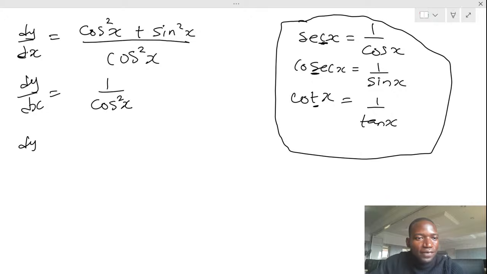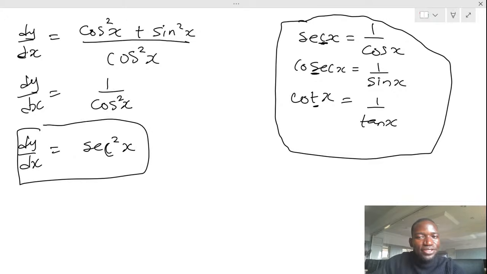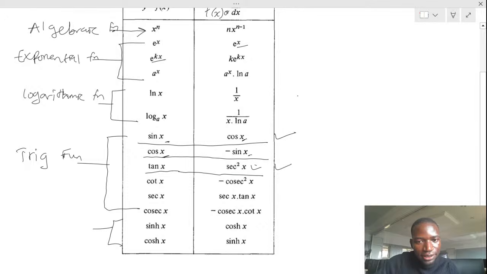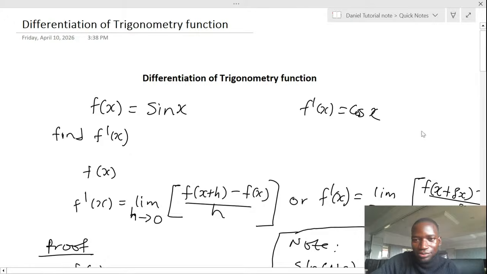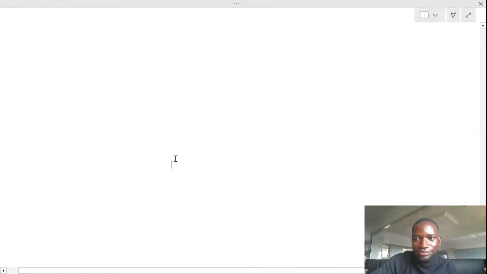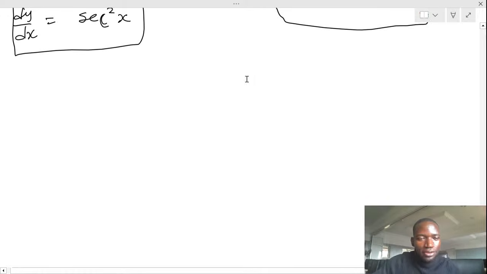So dy over dx will now be equal to 1 over cos x, which is sec. Now that we have 1 over cos squared x, that will become sec squared x. That's the reason why if you differentiate your tan function, you are going to have sec squared x. Can we see it now? All right. So I solved 2 examples and we are done, so that we don't just understand the concept and not know how to solve questions on it.